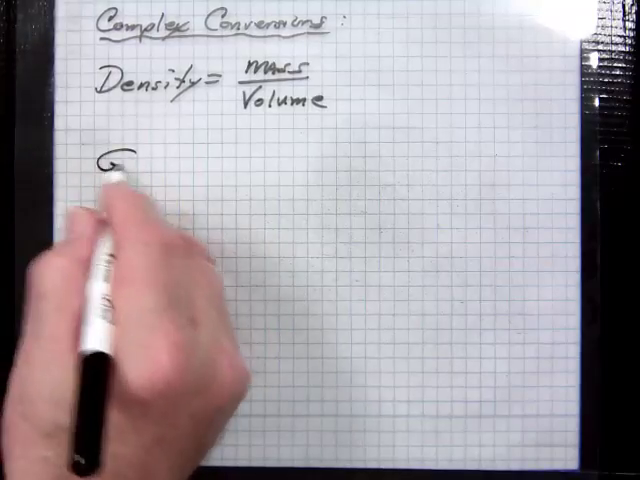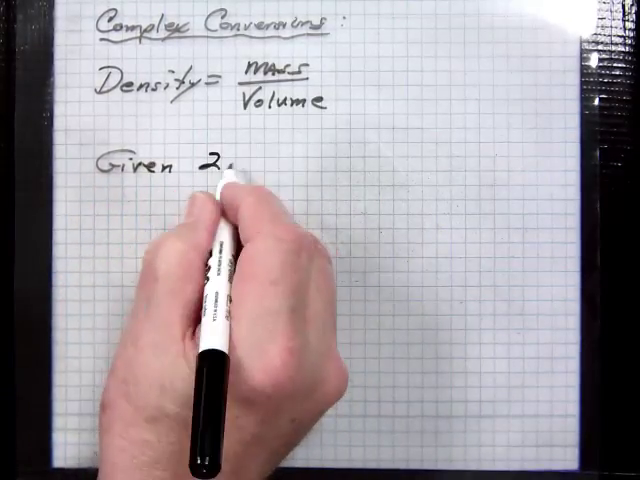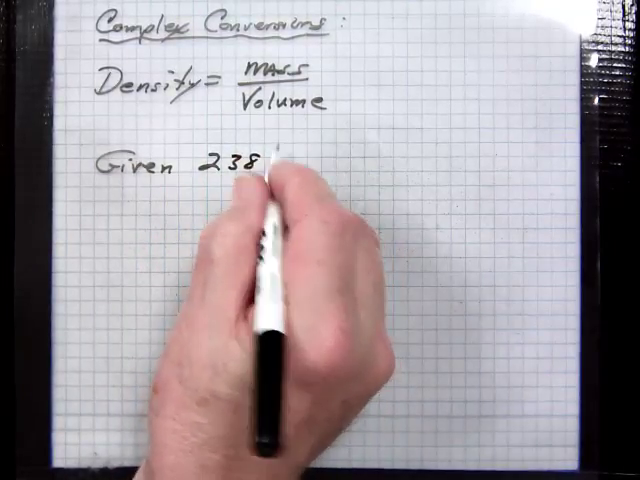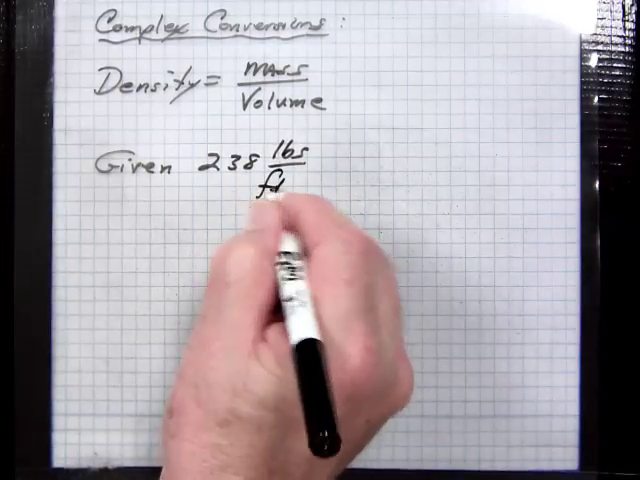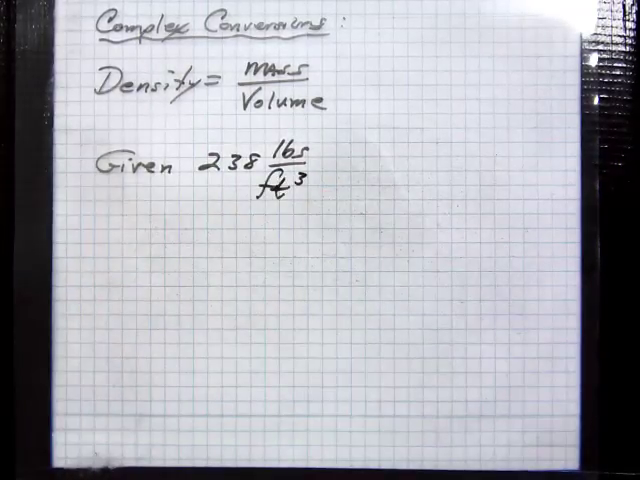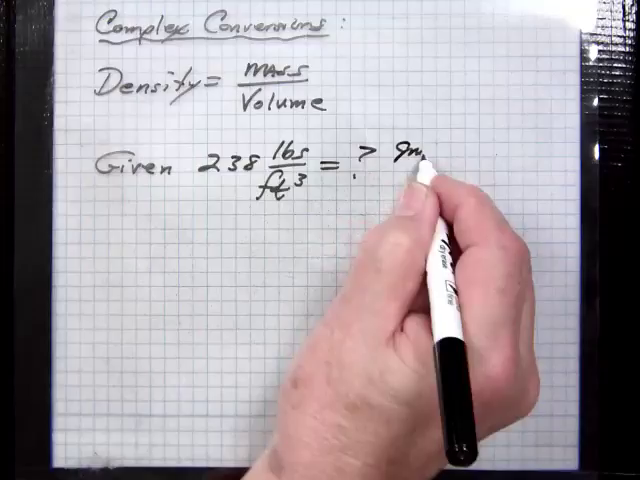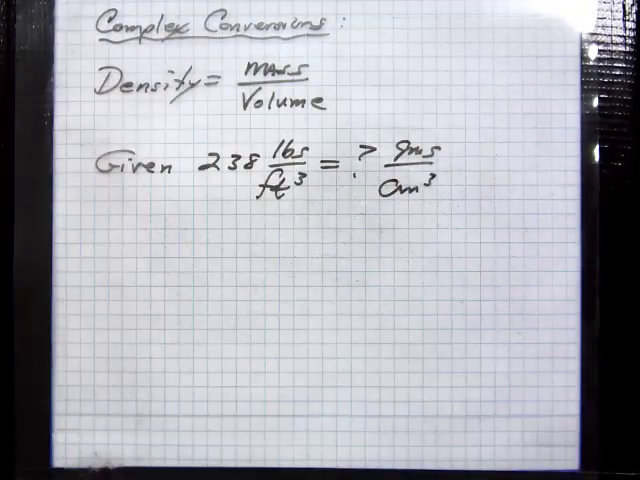So let's say we're given 238 pounds per cubic feet. What is that in grams per cubic centimeter?